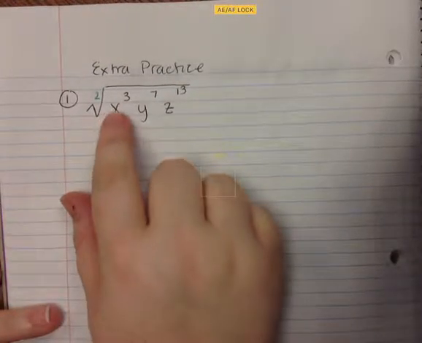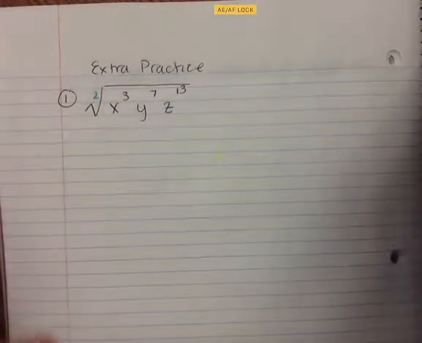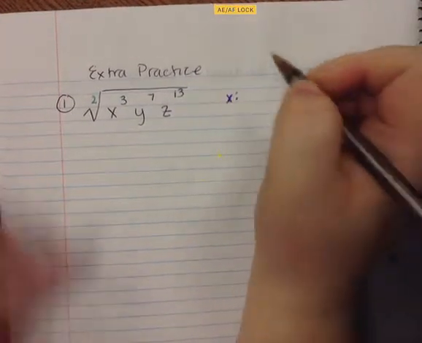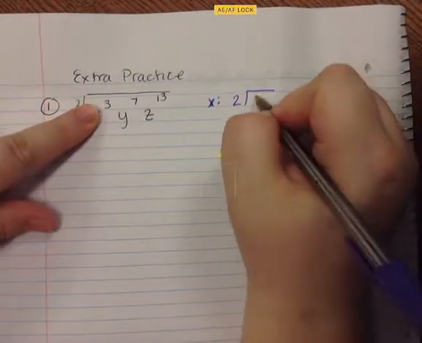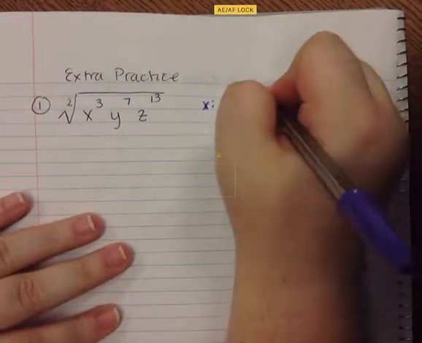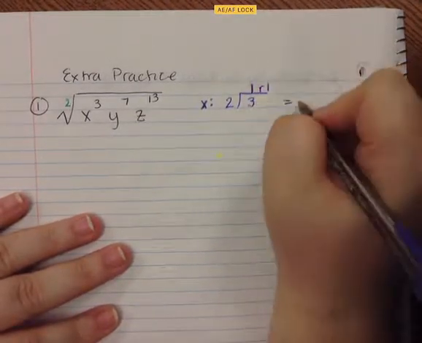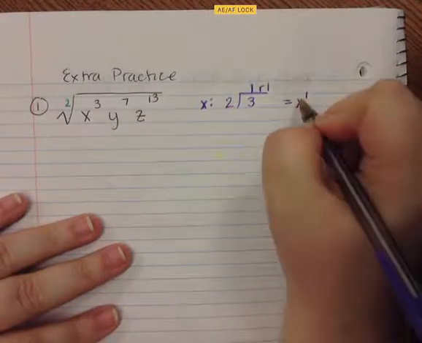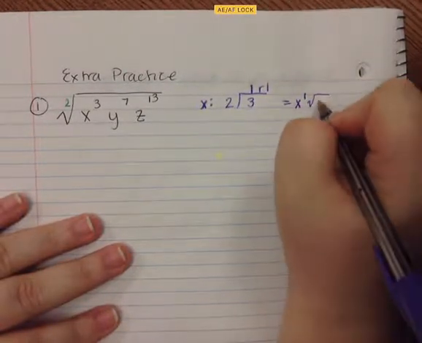Again, we're going to separate these into an x, a y, and a z. So we're going to do 3 different parts. The first part is your x's. You take your index, and it goes into your exponent of 3. 2 goes into 3 one time with a remainder of 1. What that means is that you're left with x raised to the first power as your coefficient, and we have the square root still of x raised to the first power in your radicand.